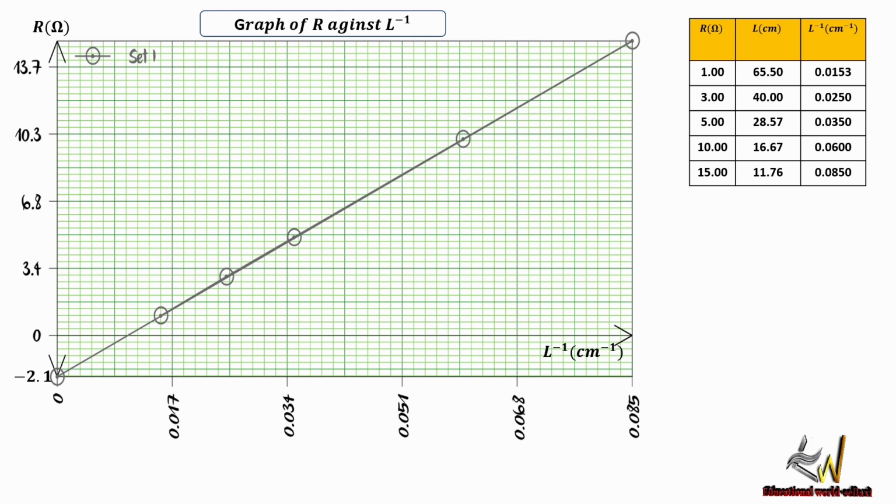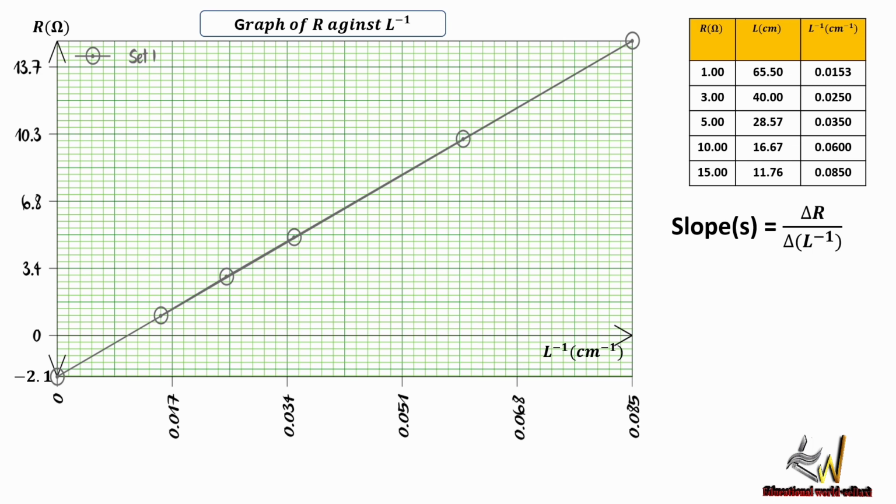And immediately we move over to graph plotting. Before we plot our graph, observe the uniform decimal placement in our table of values, and also don't forget that the heading of your table of values must contain the necessary units. So this is a graph of R against L inverse. The slope of this graph is change in R over change in L inverse.